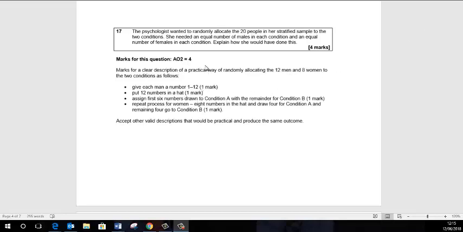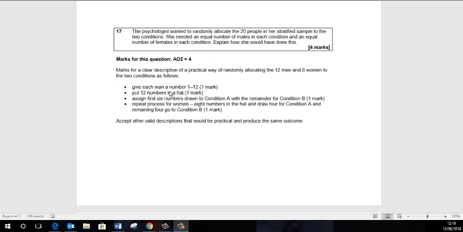Right, so a lot of people just say put all the names in a hat. It's really not that practical to do that. It's very time consuming if you've got lots of people. The easiest way is to get your list of people, in this case the list of all the men in the company, the 60 men. Or in our case, we've already selected 12 of them, so we've got our sample. So we're just going to use the 12 from the sample, because this is asking us to divide them into the two conditions. So we need to refer to those 12 males.